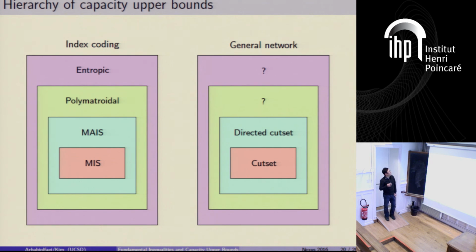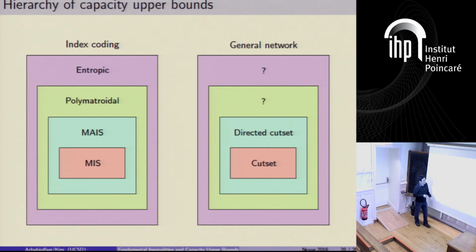Here is a hierarchy of capacity upper bounds. For index coding, I believe we have a clean picture, and there can be some subdivisions at some point. So we have the MISS bound, then the maze bound, then the polymatroidal bound, and then the entropic bound.